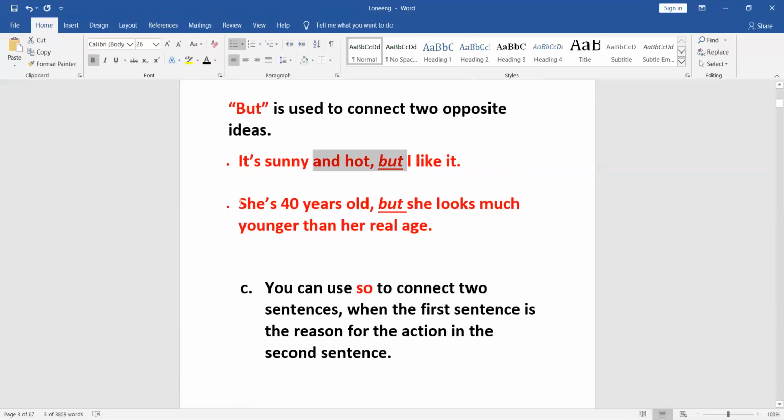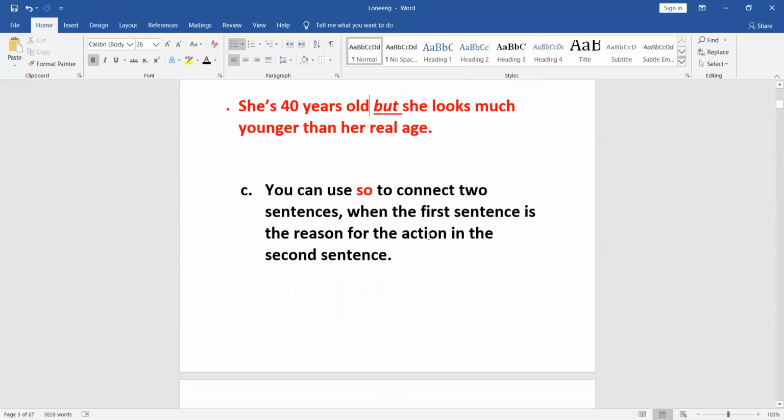So another sentence is, okay, she is 40 years old, but she looks much younger than her real age. All right, so two contradicting sentences. The first one is talking about somebody's age, and the second one is talking about how they look. And connecting these two phrases, you will say, she is 40 years old, but she looks much younger, right? Now, let's go on to the third connector, which is so.